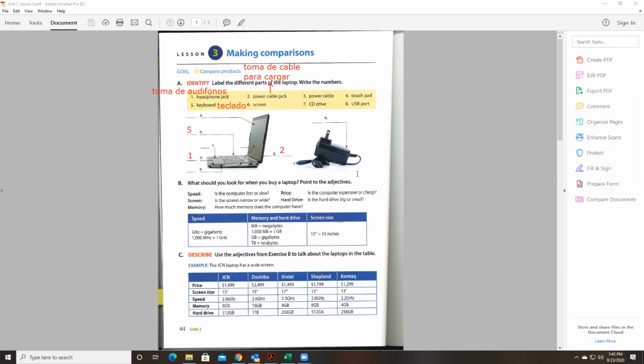All right, let's look at number 6. We know it is screen or pantalla. And I have that as A over here. Number 3, power cable. Cable para cargar. And I have number 3 as this one right here.